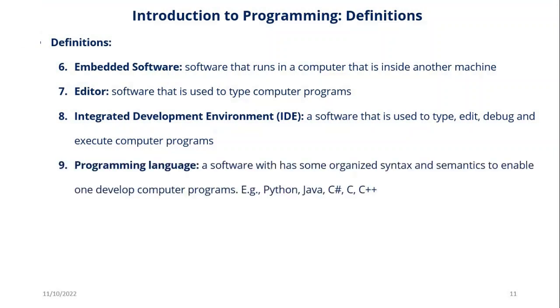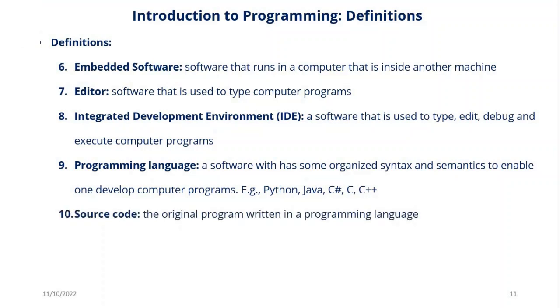A programming language is software that has some organized syntax and semantics to enable one to develop computer programs. Every language has its syntax and semantics. For example, the English language is different from Spanish, which is different from French, which is different from Portuguese, which is different from Mandarin. All of them have their different ways they are spoken and written, and you have to adhere to the syntax and semantics of the language you are learning. For us, that will be Python.